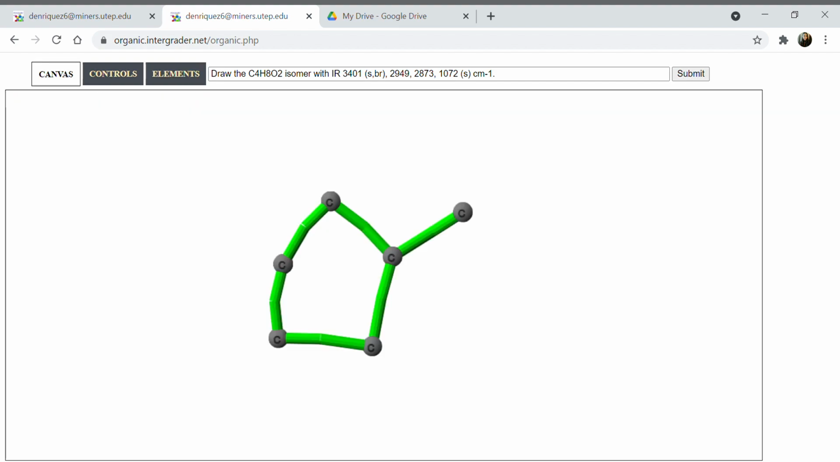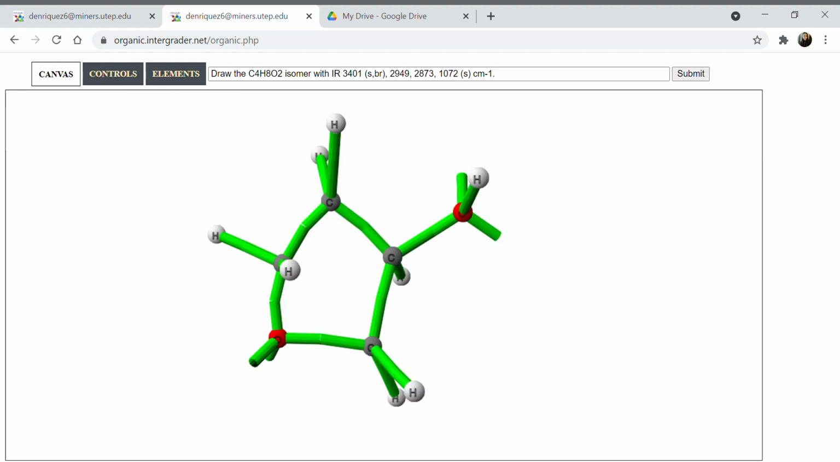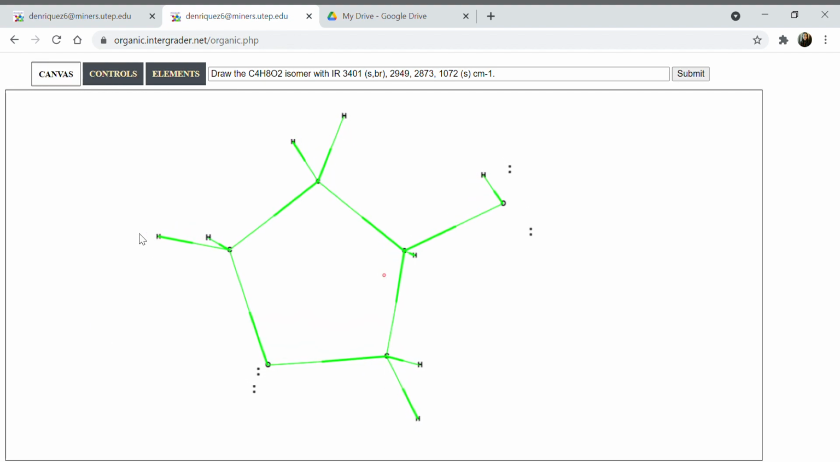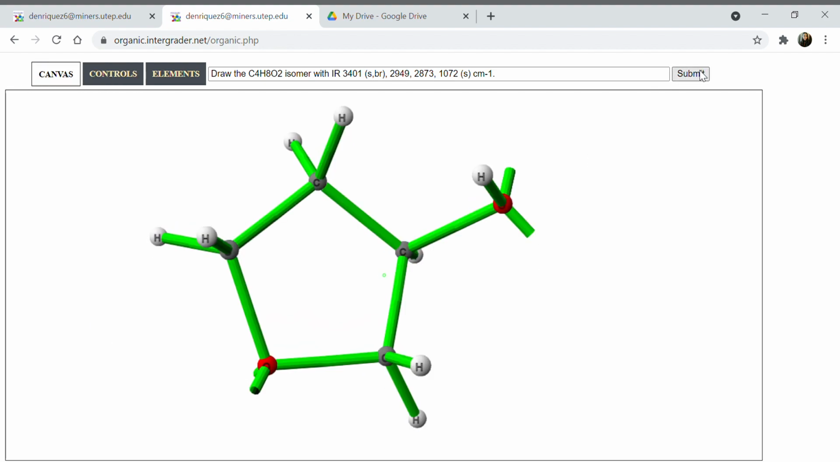This one over here. So 5-member ring with oxygen attached. I'm going to go ahead and replace those carbons. Add my hydrogens. And this is our end product.